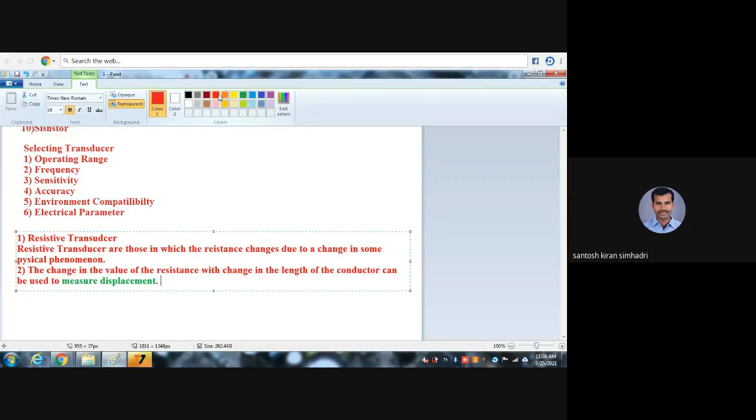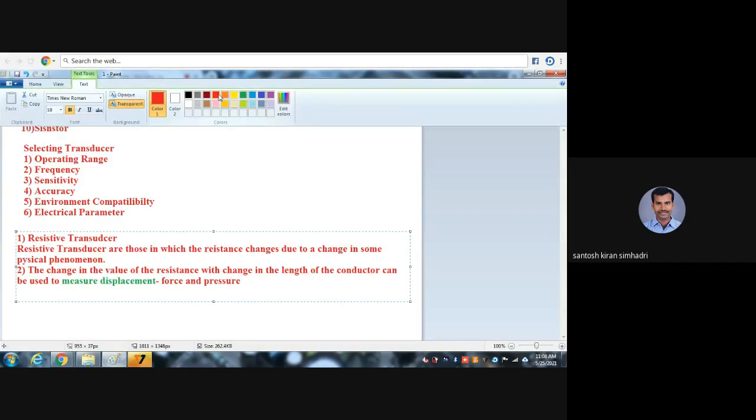Any other extensions? Yes. With the help of this resistive transducer, we can measure force and pressure also. I will write down these other points: force and pressure also. How, sir? I will explain in detail in the next sessions. No issue. Give me some time.